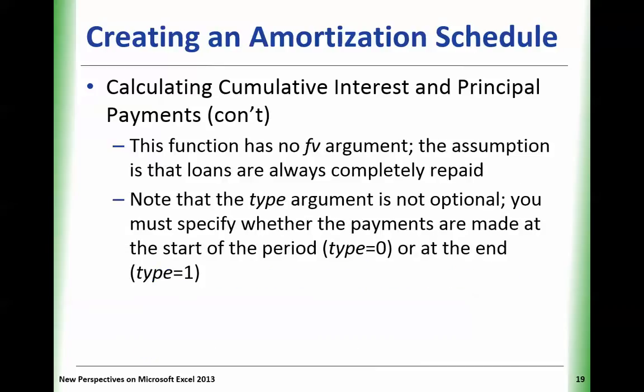Calculating cumulative interest and principal payments. This function has no FV argument. The assumption is that loans are always completely repaid. You're never going to take out a loan and then just not pay the last $1,000 of it. You're going to pay it all down to zero.